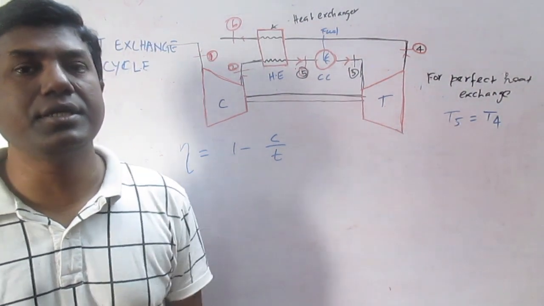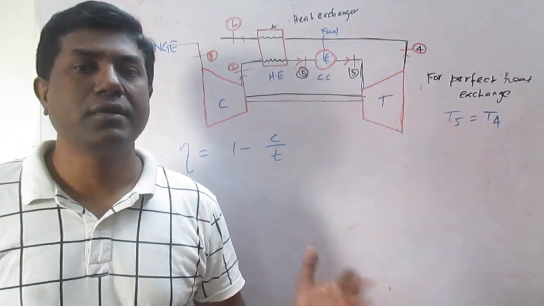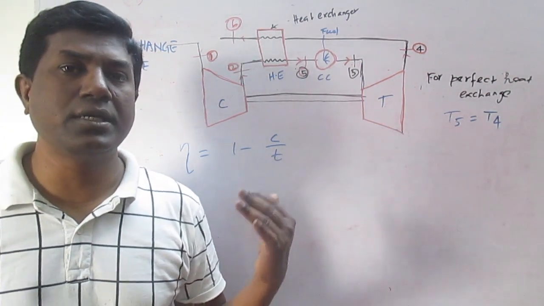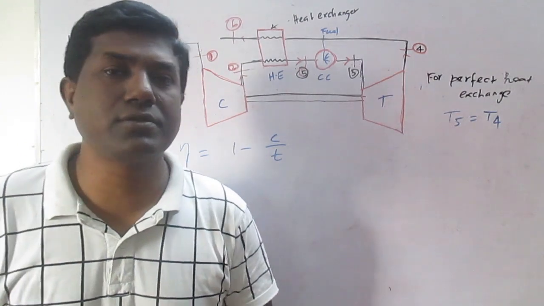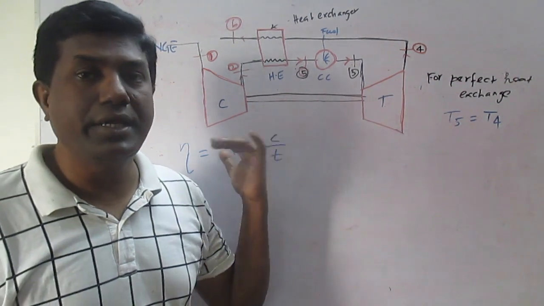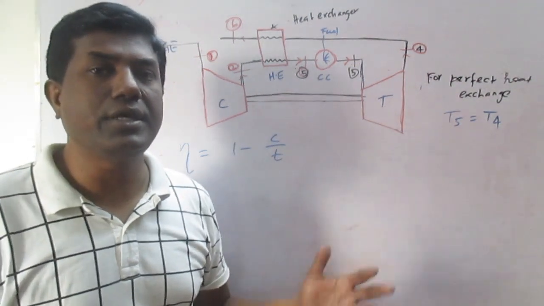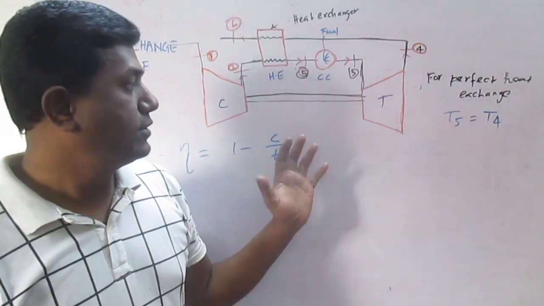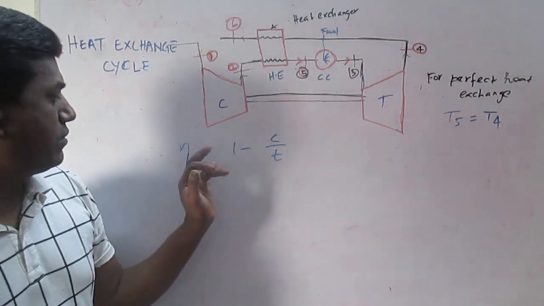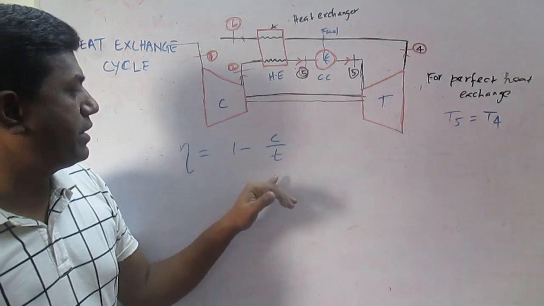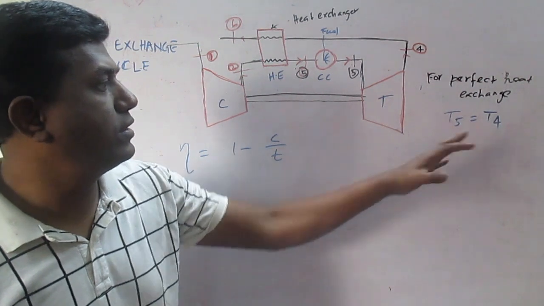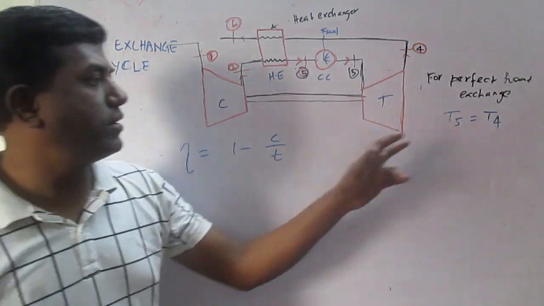We will also see how the efficiency curve varies with respect to the pressure ratio, and for a fixed temperature ratio, how it is going to vary. So first of all, we have seen how the heat exchange cycle works, and we have got the formula for efficiency. Finally we got the output: efficiency equals 1 minus C by T.